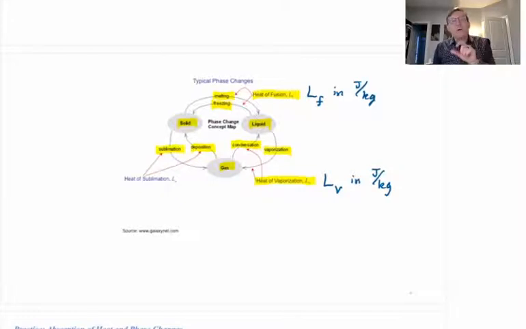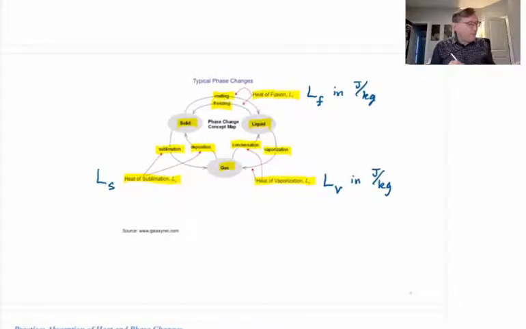When gaseous water solidifies directly on a cold substance, that's deposition. Either one of those, if you have that kind of transformation going on, the heat of transformation is called the heat of sublimation, capital L sub S, also in joule per kilogram. We're not likely going to bump into that, but it can happen.